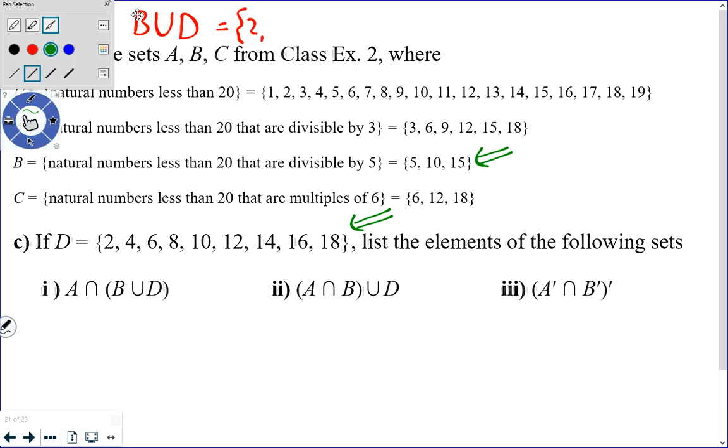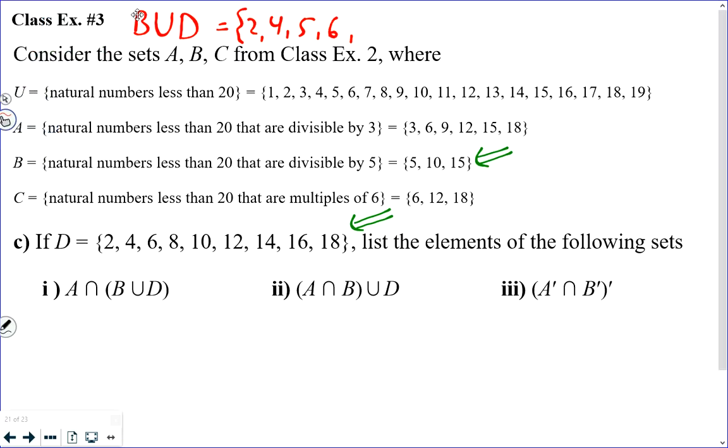2, there's no 3. There is a 4. Is there a 5? Yes. Is there a 6? Yes. A 7? No. An 8? Yes. No 9. There's a 10. No 11. There's a 12. No 13. There's a 14. There is a 15. There is a 16. And there is an 18.